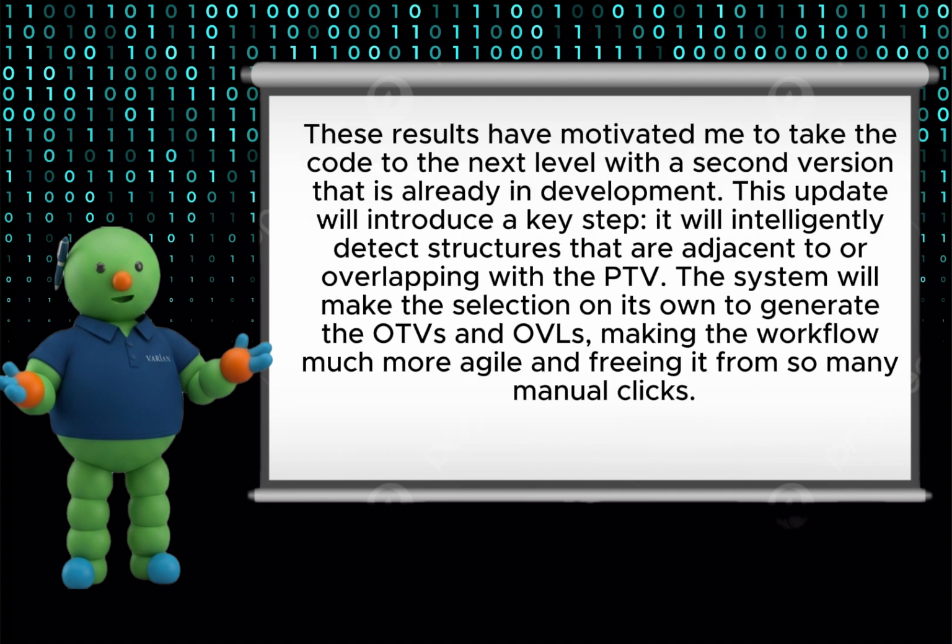These results have motivated me to take the code to the next level with a second version that is already in development. This update will introduce a key step. It will intelligently detect structures that are adjacent to or overlapping with the PTV. The system will make the selection on its own to generate the OTVs and OVLs, making the workflow much more agile and freeing it from so many manual clicks.